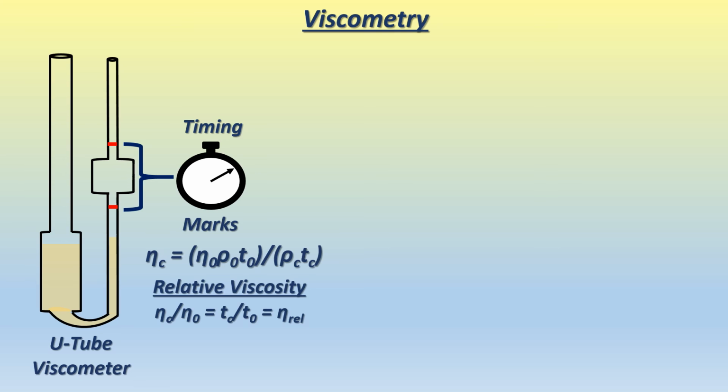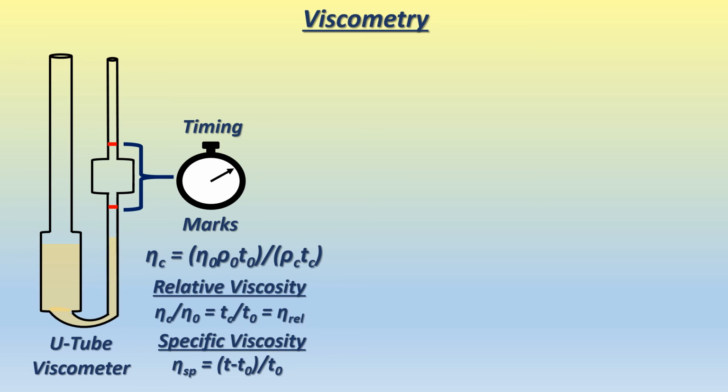Simpler, you can get a relative viscosity, where the ratio of the viscosity of the solution to the pure solvent is simply the ratio of the time measured for the solution to the time measured for the pure solvent. Specific viscosity is also measured, and there's a reason for these various measurements, where the time at a concentration minus the time for the solvent, divided by the time for the solvent, gives you the specific viscosity.